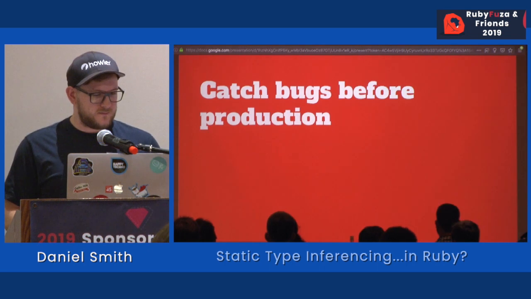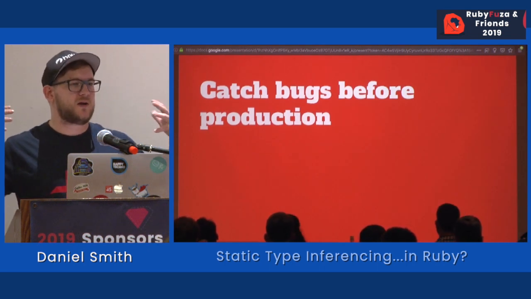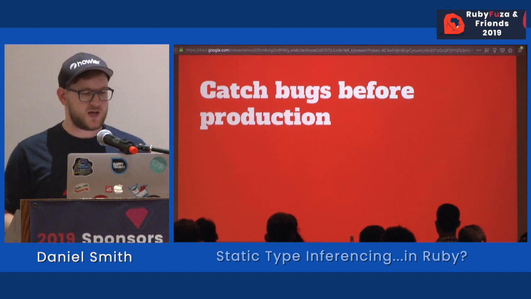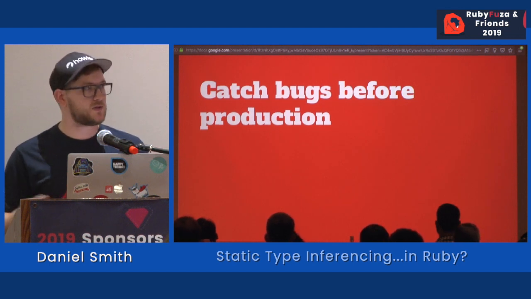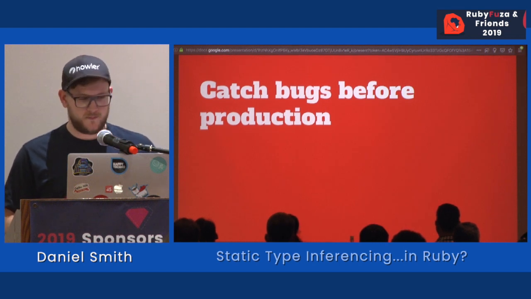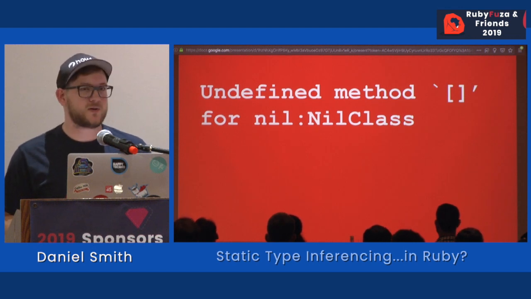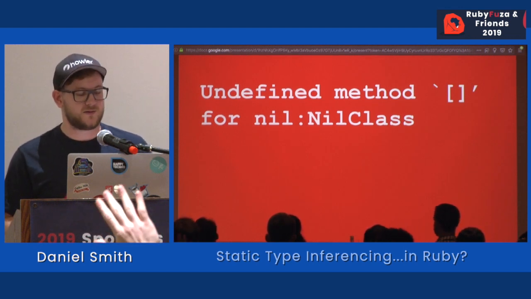One of the biggest reasons for static anything is to catch things before you run them. So catch bugs that might happen before they get to production, like this. Hands up if you've had this in production or otherwise.